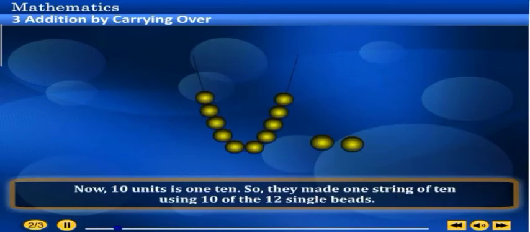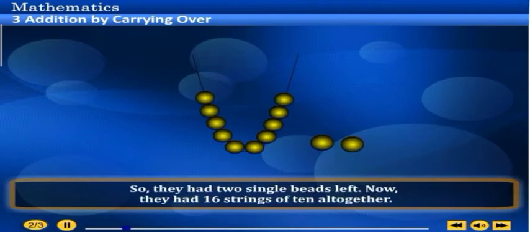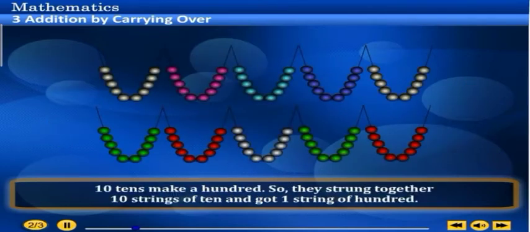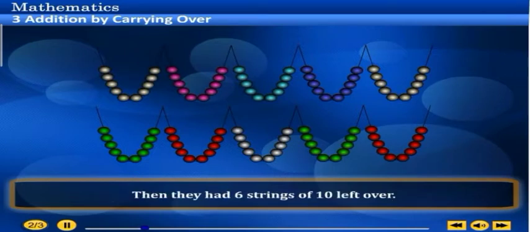Now, 10 units is 1 ten. So they made 1 string of 10 using 10 of the 12 single beads. So they had 2 single beads left. Now they have 16 strings of 10 altogether. 10 tens make 100. So they strung together 10 strings of 10 and got 1 string of 100. Then they had 6 strings of 10 left over.